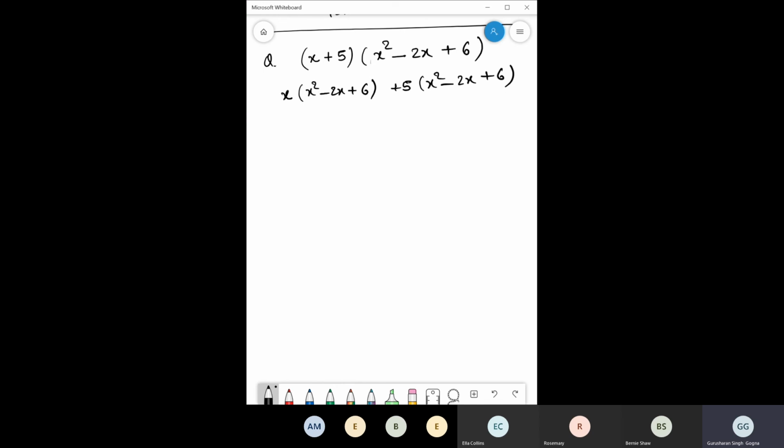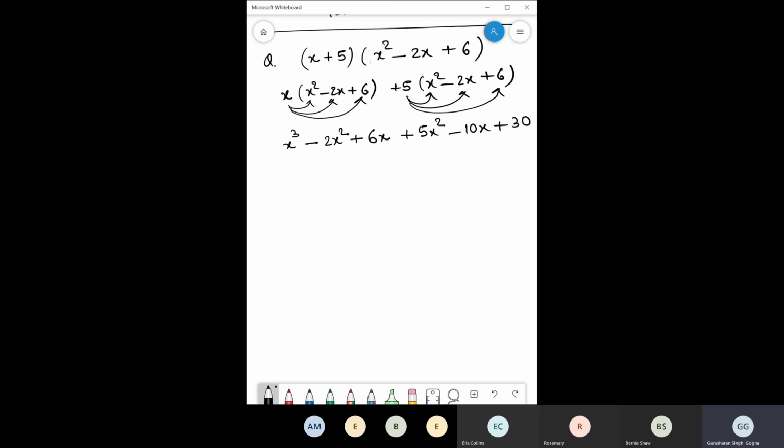You just have to write down the terms of the first bracket and multiply by the second bracket, and you know how to multiply with one bracket. Now x with x square, and then minus 2x, and then 6, step by step. x by x square is x cube. x by minus 2x is minus 2x square, plus 6x, and then you solve this as well. So 5x square, minus 10x, plus 30. 5 by x square, 5 by minus 2x, and 5 by 6.